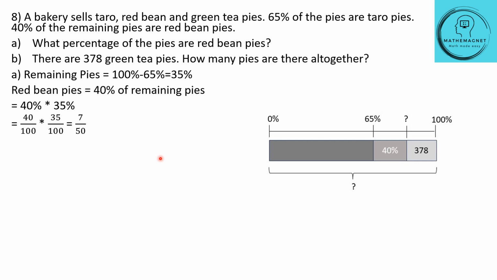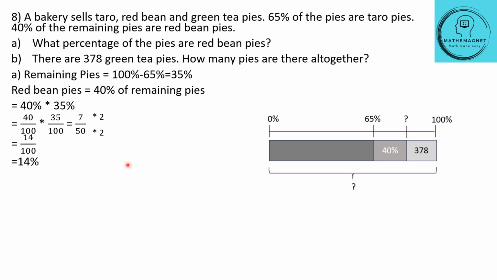Now here, this 7 by 50 we cannot convert into a percent directly, because percent means per cent, which is per 100. So we will need to convert this in such a way that the denominator is 100. To do that, we will have to multiply the numerator and denominator by 2. Then you will get 14 by 100. So now this is per cent, which means per 100 there are 14 units. So it is equal to 14%.